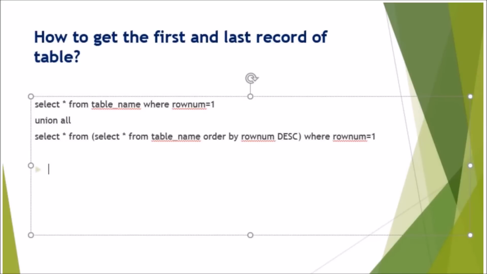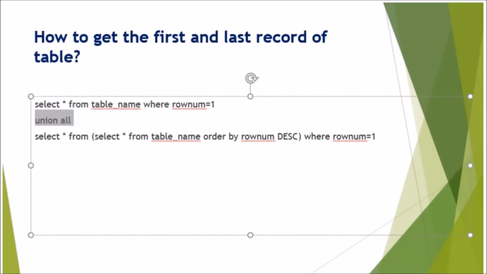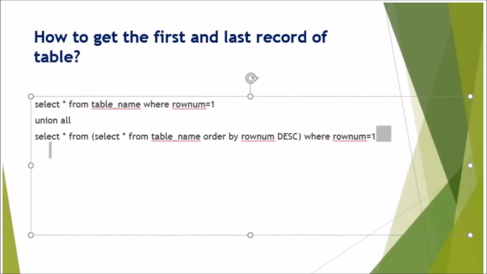Now what I am doing, I need both records, first and last record, to display. So I am performing the union all operator. This is one of the set operators in Oracle. First I'll explain union all. It just takes whatever results we got in the first select query and combines them with the second select query result. So it will just merge both query results and display them.